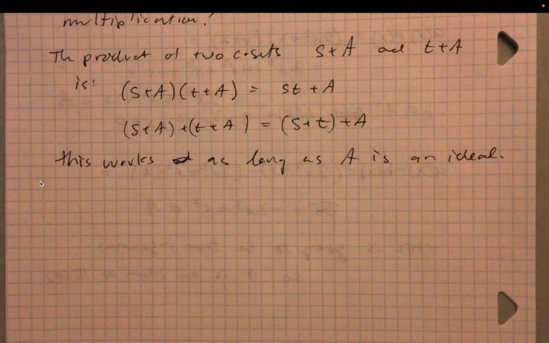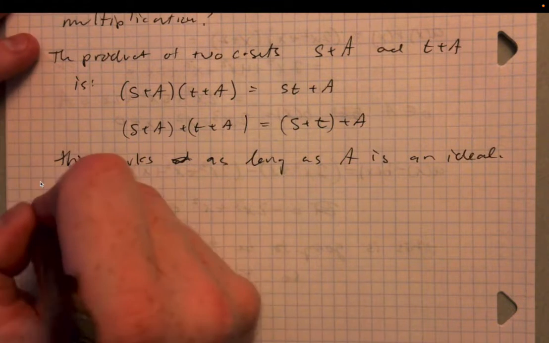Just like you can't talk about factor groups without normal subgroups, you can't talk about factor rings without an ideal. Okay, so let's see the theorem.